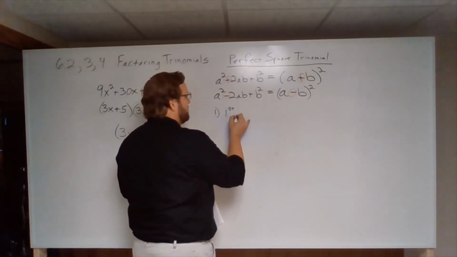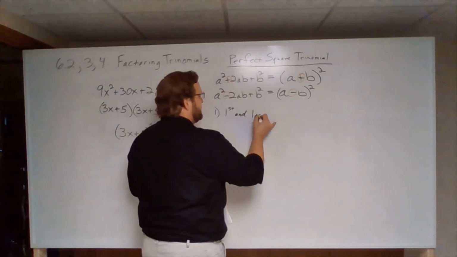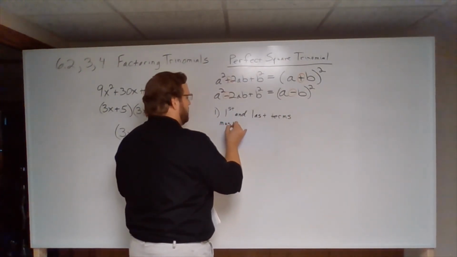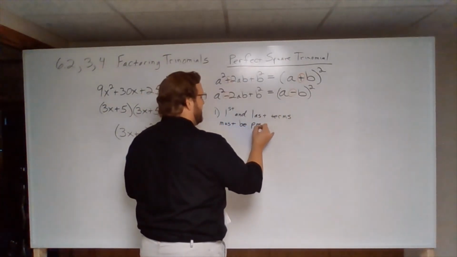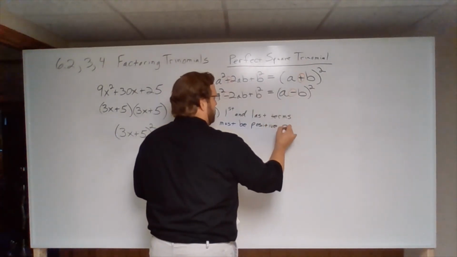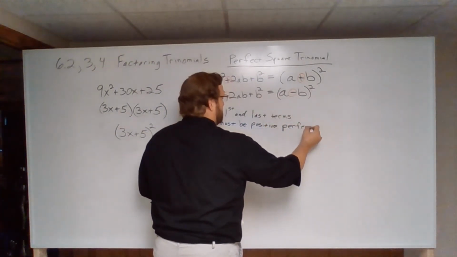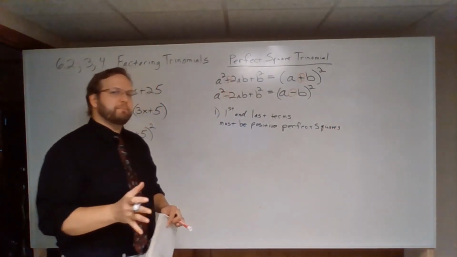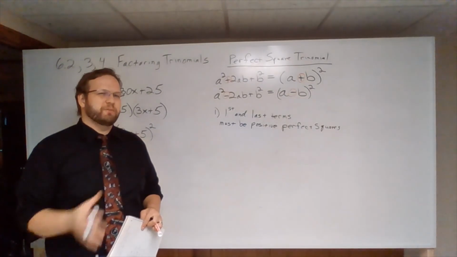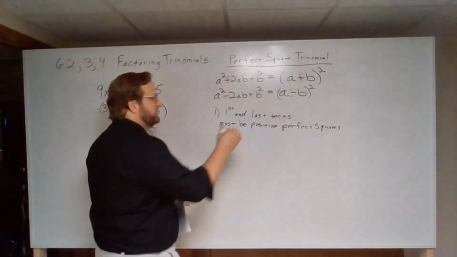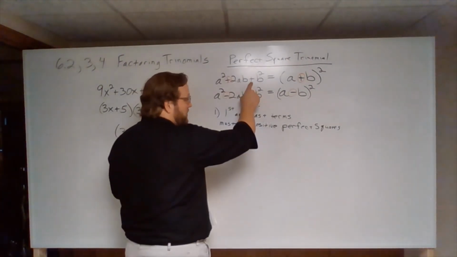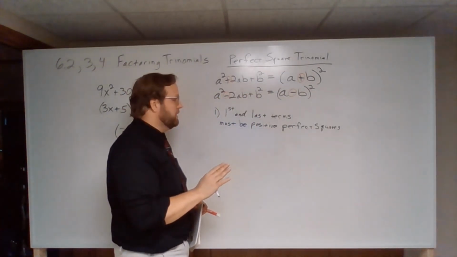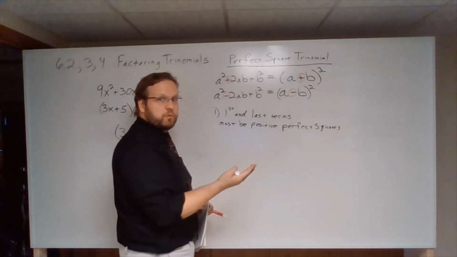the first and last terms must be positive, perfect squares. I shouldn't have to say positive because if it's a perfect square, it should be positive. But just to accentuate that, I want to make sure that you're aware they have to be positive. So if you have a negative here or a negative here, no good. Okay, that pattern's not happening. Okay, first and last terms are perfect squares.